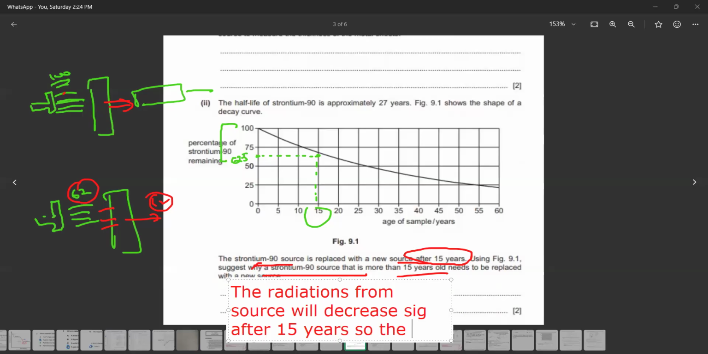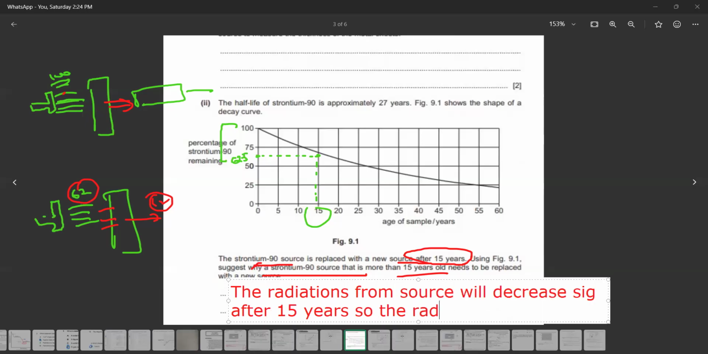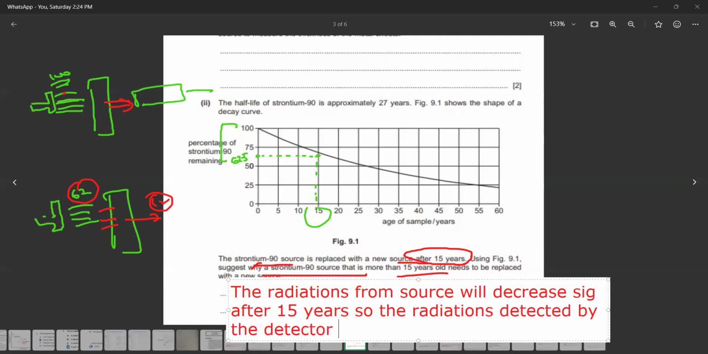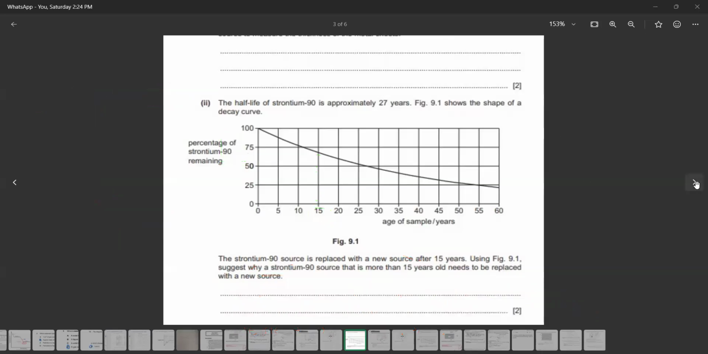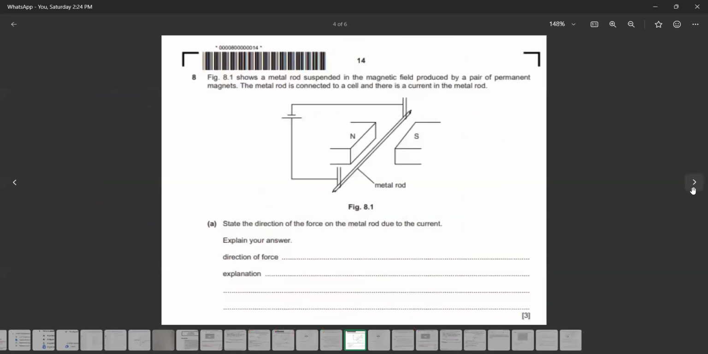So the proportion of the radiation detected by the detector will decrease. As a result, when we are recording a smaller change, we will have a greater uncertainty in the result. Smaller changes are hard to recognize compared to when you have a large change. Is it clear, this one? This is the same question, the first one.